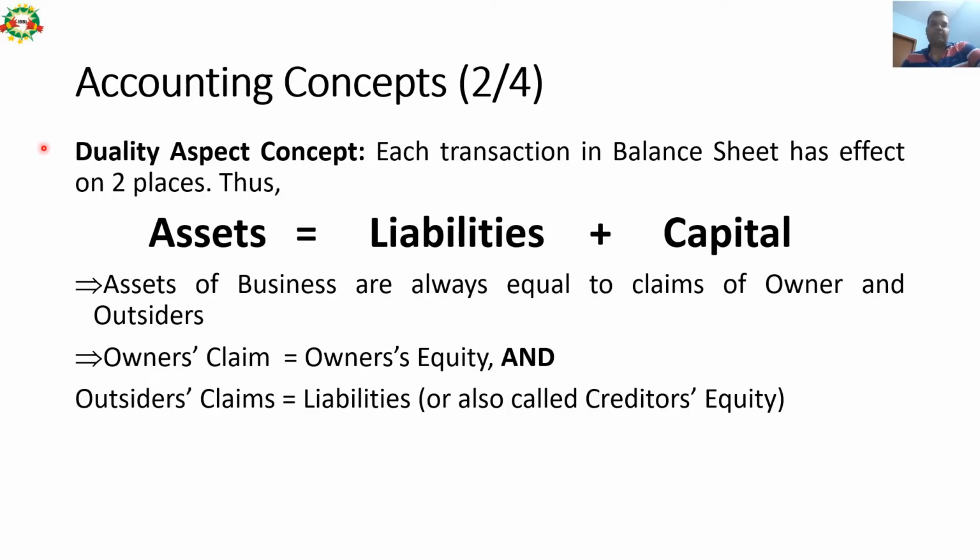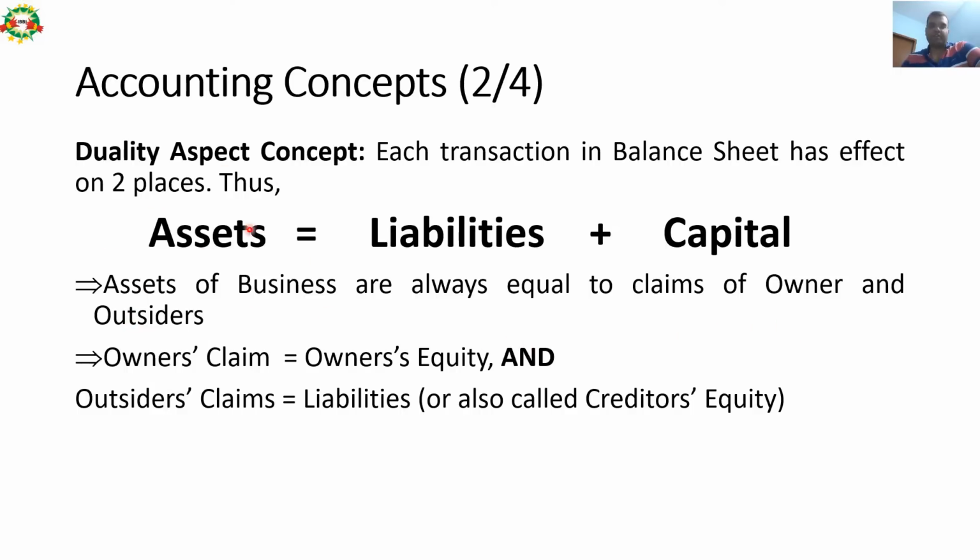Then dual aspect concept. This is the fifth accounting concept. It states that each transaction in the balance sheet has an effect on two places. Thus, assets are equal to liabilities plus capital. Please remember this formula. In any balance sheet, total assets are always equal to total liabilities plus capital. It's a little bit confusing, and people do not remember this formula, and a 1 mark simple numerical question may come out of it. So assets of a business are always equal to claims of owner and outsiders.